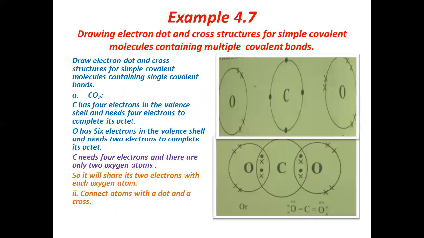So the first example is carbon dioxide, and carbon dioxide again is a covalent compound. Carbon will be in the middle and the two oxygen atoms at the sides. So carbon will share two electron pairs with each oxygen atom, and in turn will form a molecule which is called CO2 or carbon dioxide, and the octet of each atom is completely filled.